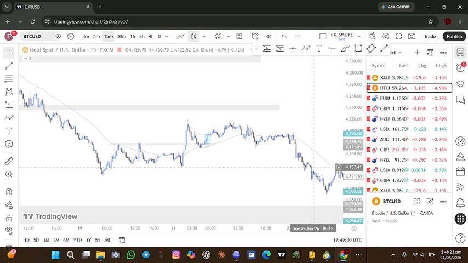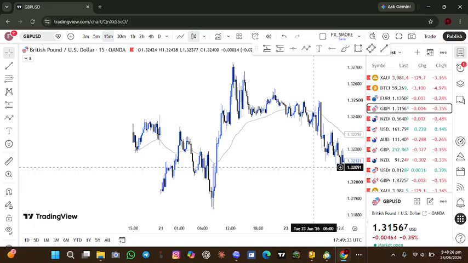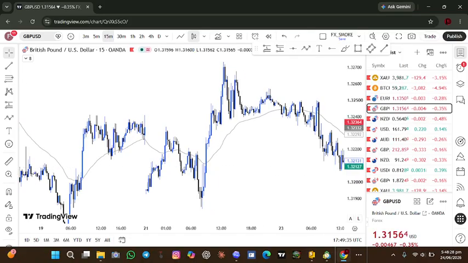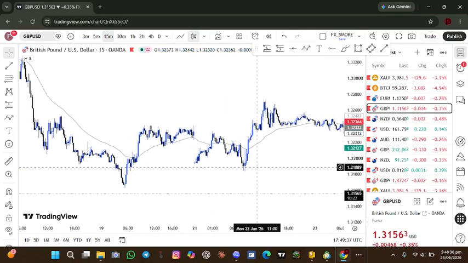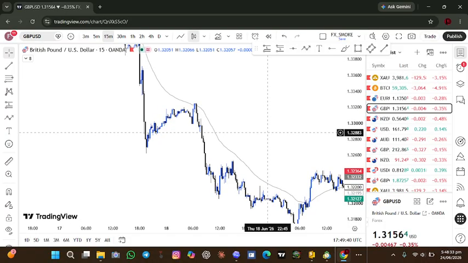So let's check the next pair. GBP USD. And always, if you see any strategy, I want you to backtest before you start trading with real capital. Go and backtest on your demo account before you start trading real capital, or else you are just going to be blowing money here and there. Today loss, tomorrow loss.